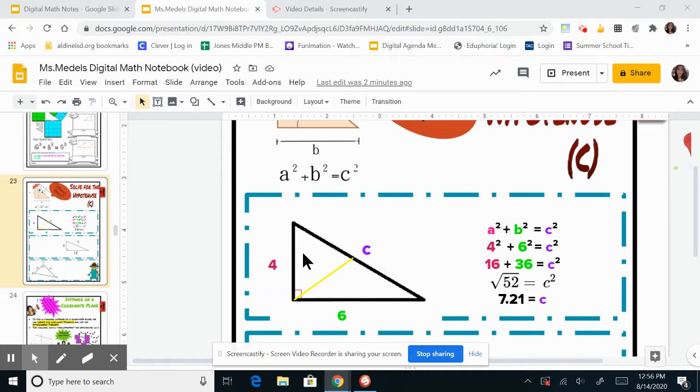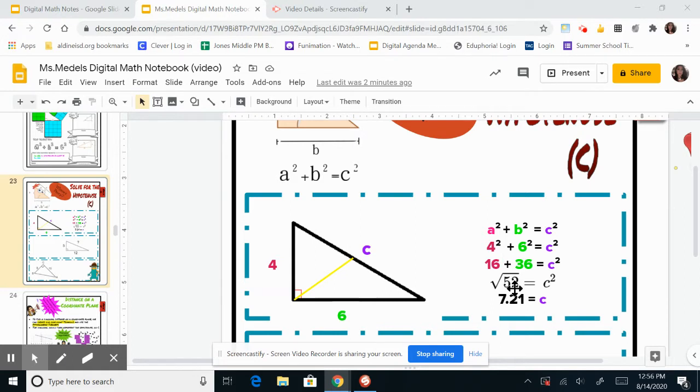Now, of course, our legs are 4 and 6. And remember, I said it doesn't really matter the order that your legs go in, or which one's A and which one's B. So we're going to start with my formula: A squared plus B squared equals C squared. And then I'm going to plug it in. So A is 4, B is 6. I could have also said A is 6 and B is 4. It does not matter. Is equal to C squared. Well, then I'm going to change it. 16 plus 36 equals C squared. And then I added them together and I got 52.